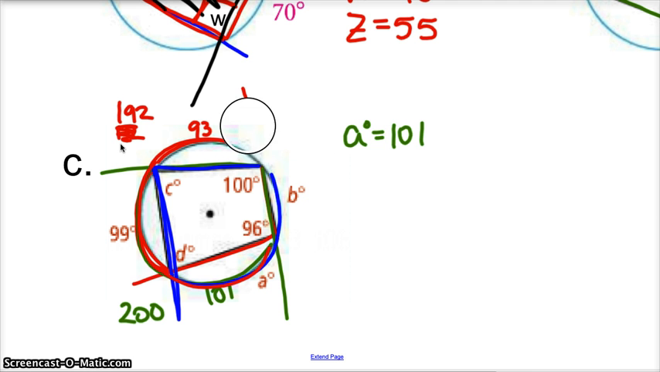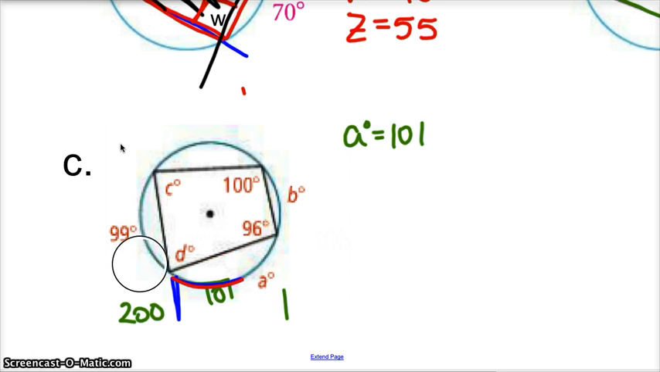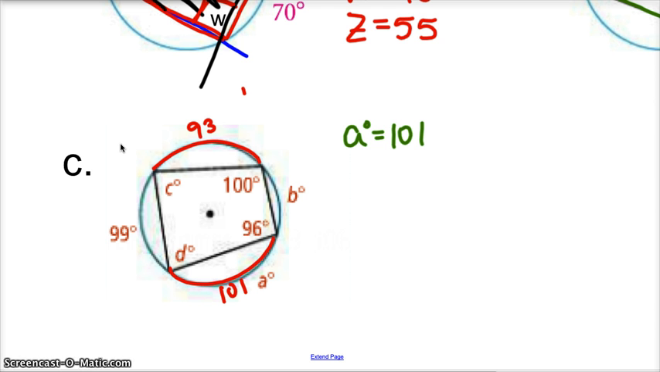This is getting pretty messy. Let me erase and label everything that I know right now. I found out that this arc up top was 93. I was given the 99. I found that the arc labeled A was 101, and I just subtracted all of those from 360 to get that B equals 67.